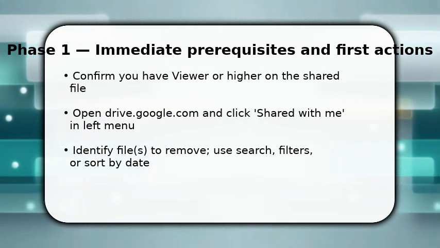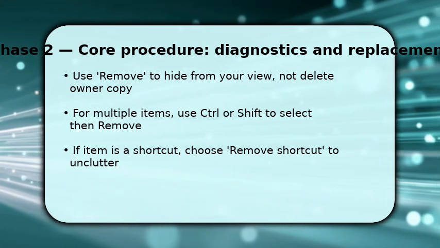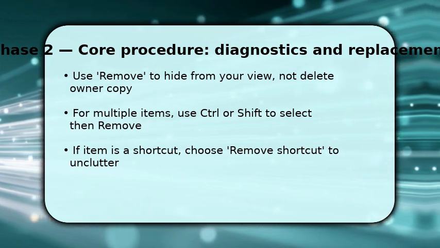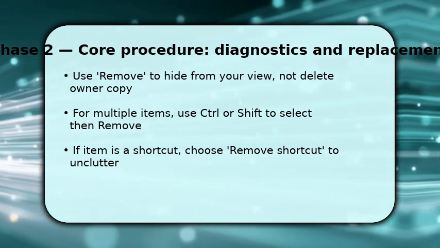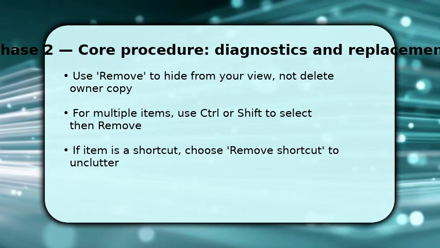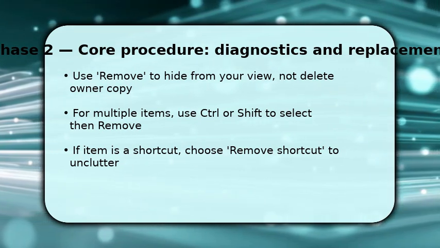Next, remove the file from your view. Right-click and pick Remove, which only hides it for you. This does not delete the owner's copy. If you have several files, hold Ctrl or Shift to select multiple entries, then remove them in one action. This speeds cleanup. For shortcuts, choose Remove Shortcut so the original stays intact but your list is uncluttered.